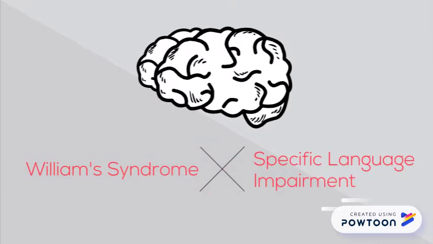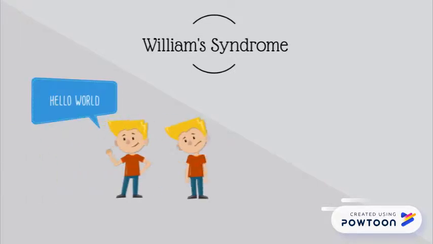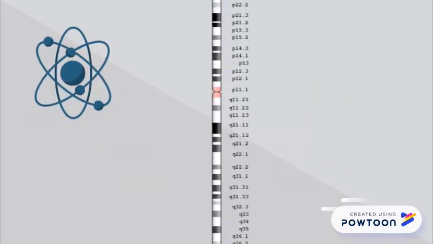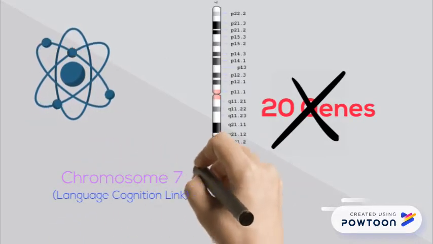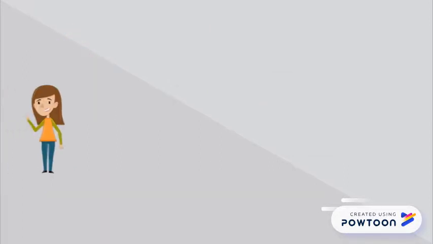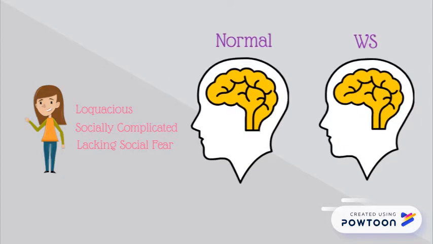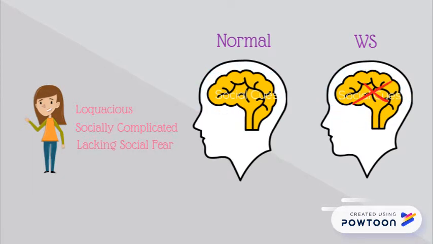impairment. Williams syndrome is a fairly rare disorder in which language production in children is intact, but cognitive skills are compromised. This is due to a deletion of 20 genes on chromosome 7, which are linked to cognitive functioning. Those with Williams syndrome are often described as loquacious, socially complicated, and lacking social fear. This can be attributed to the compromise of the cognitive system that, when intact, gives important social cues that let people know an array of aspects when socializing.